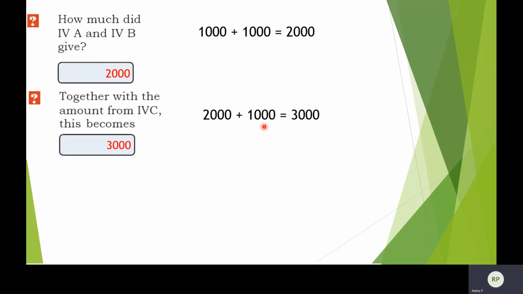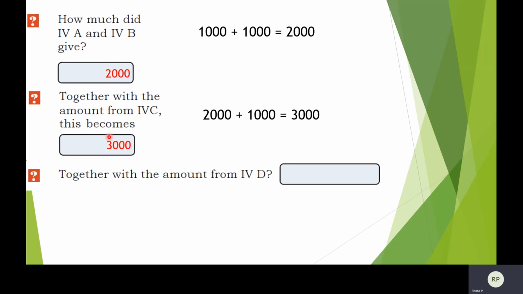Now the next question is, together with this 3,000, the amount from fourth D. You have to add the amount collected by the fourth D students. Fourth D also collected 1,000 rupees. So what will you get? You have to add 3,000 and 1,000. You add 3,000 and 1,000, you will get 4,000.